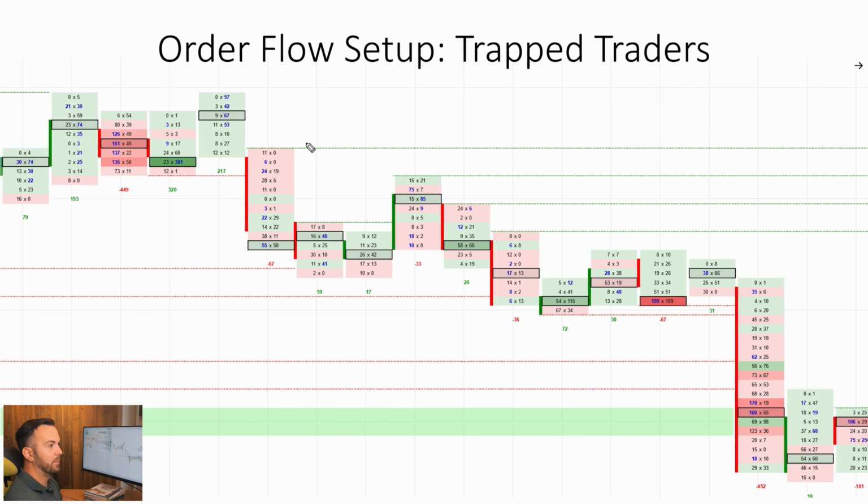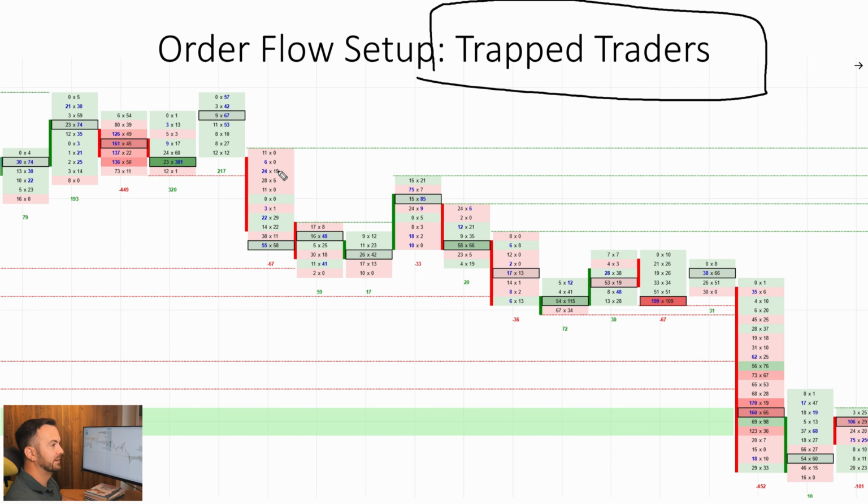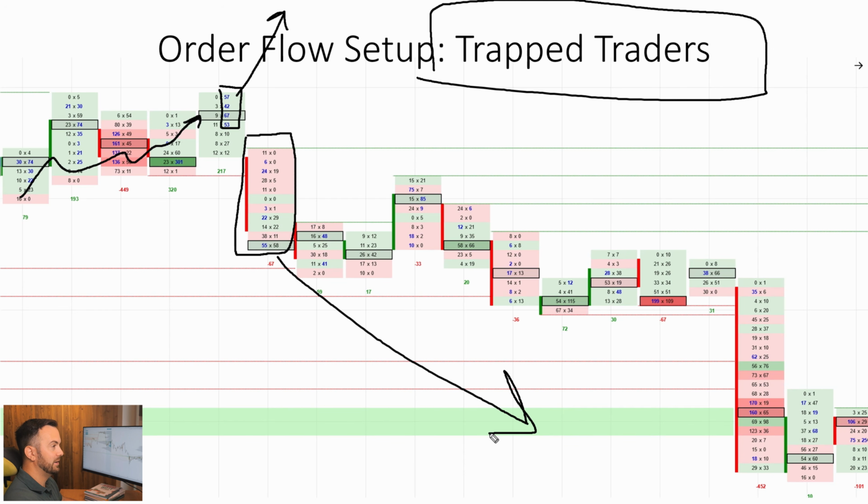Now, here's another example of the trapped traders. The price went slightly up, and at this point, we had a buying imbalance. This is basically screaming at you that the price needs to go up, right? Buying imbalance at top of this footprint. But funny thing, it doesn't. Price goes down. So if the price is not to go up, then it's likely to go down, right?